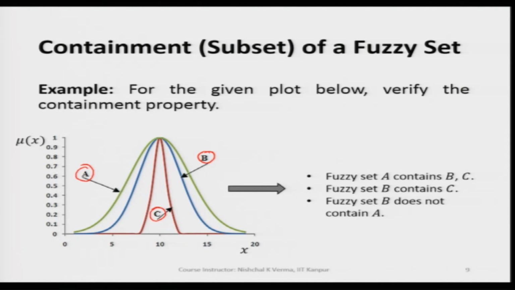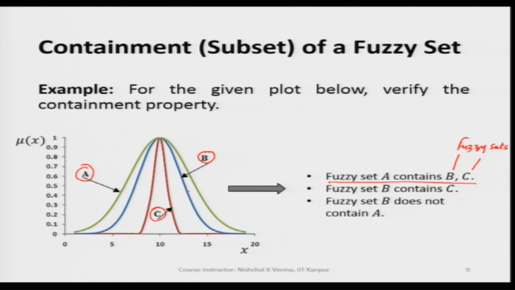corresponding to the generic variables in B and C are less than their corresponding membership values corresponding to the generic variable values of A. So, this way we can say that fuzzy set A contains B and C fuzzy sets.